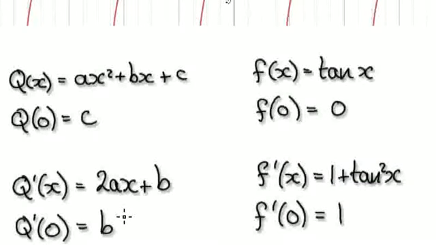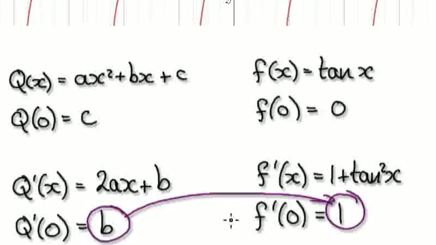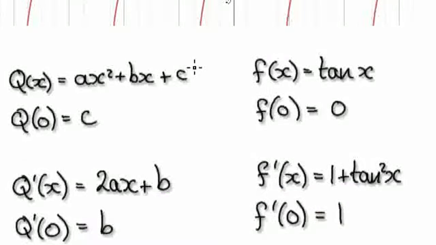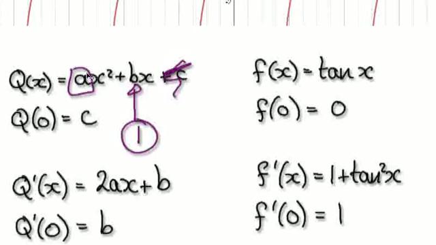So remember, we need to set the first derivative of our quadratic to be the same as the first derivative of our original function. So these two have to be the same. So you can see that b is 1. So from earlier, c was 0, and b we know is 1 now.